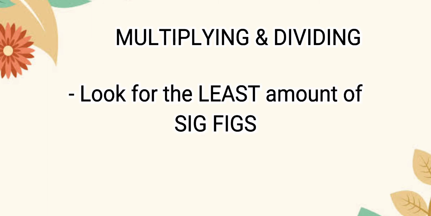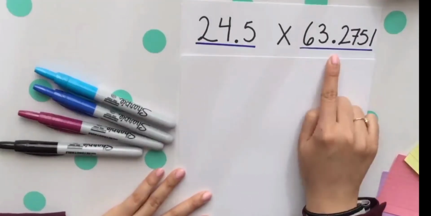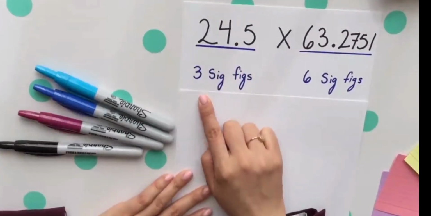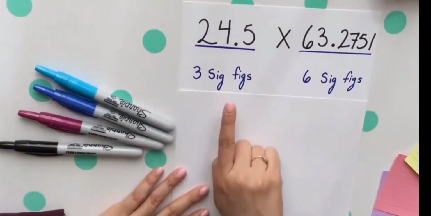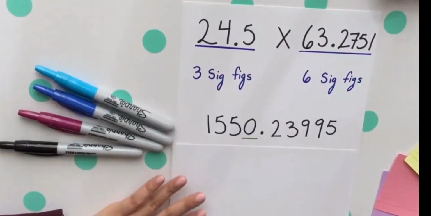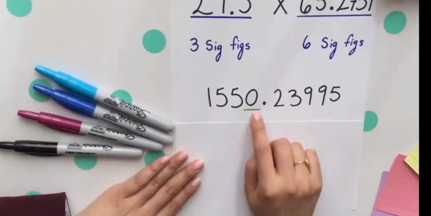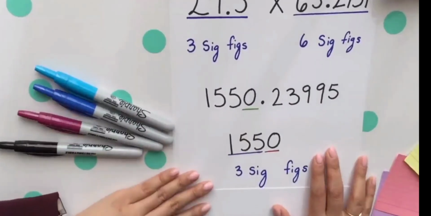Moving on to multiplication and division, when multiplying and dividing numbers, you look for the least amount of sig figs. Your first step is to figure out how many sig figs there are within each number. Notice that there are 3 sig figs in this first number and 6 sig figs in the second, so we will round to 3 sig figs. After multiplying, you then want to go ahead and stop at this 0. So you remove that decimal place and there really only are 3 sig figs.